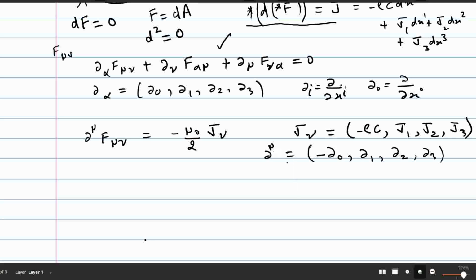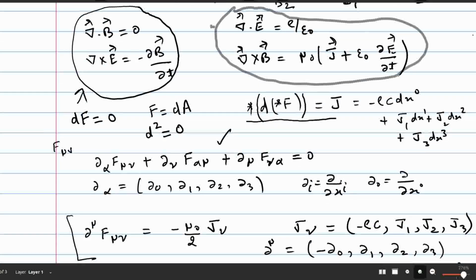We raise the index with respect to the metric which has signature minus 1 1 1 1. So del upper mu is minus del 0, del 1, del 2, del 3, and j nu is minus rho c, j1, j2, j3. We get this equation, and this equation is equivalent to these two equations here.